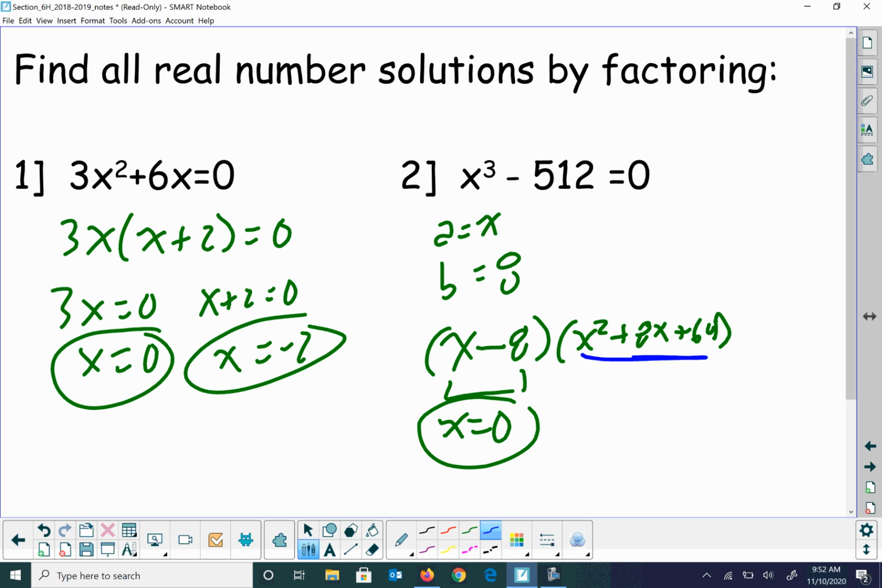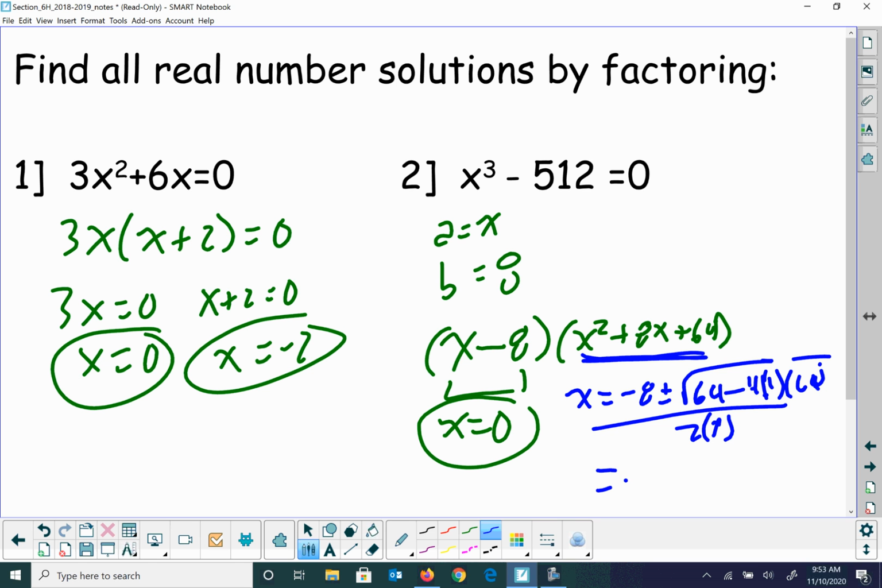This one makes complex solutions. So we could do a couple of different ways. If I were to use the quadratic formula, and I'm just kind of skipping some steps, b squared minus 4ac all over 2a, 2 times 1. Is that 64?